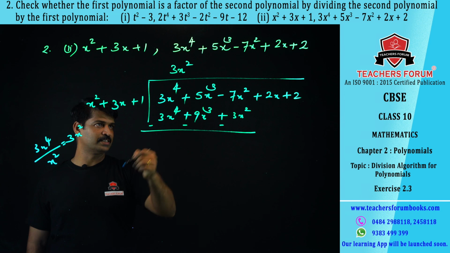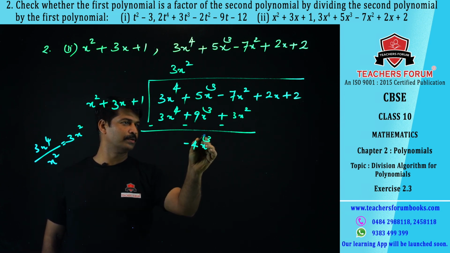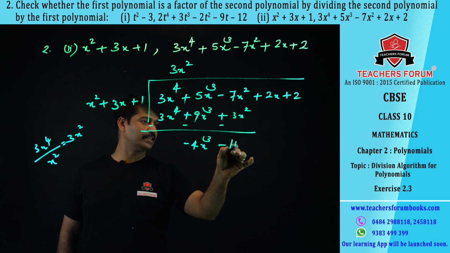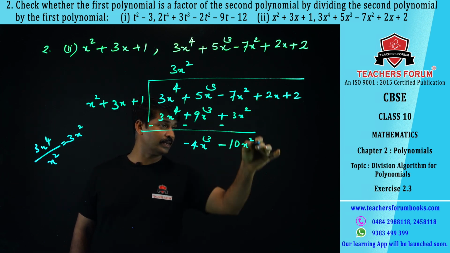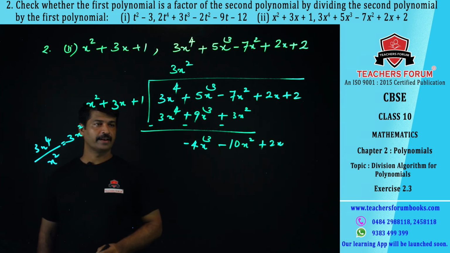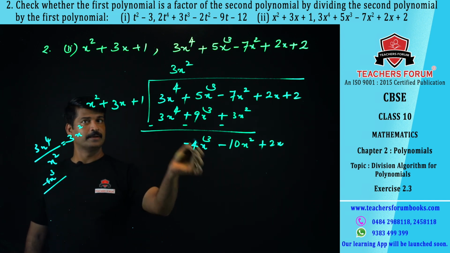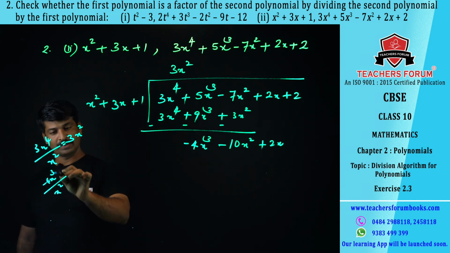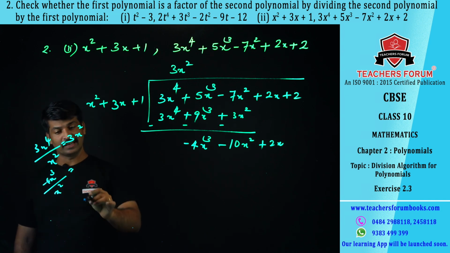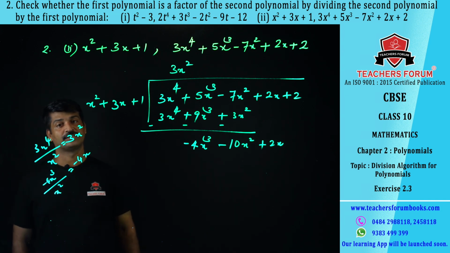When you add, you get 0. When you add, you will get minus 4x cube. When you add, you will be getting minus 10x square. Bring the next term down, that is 2x. Then divide minus 4x cube by x square. X square, x cube, x square get cancelled. Minus 4, you will be getting x, minus 4x.